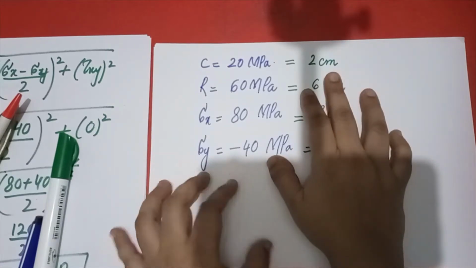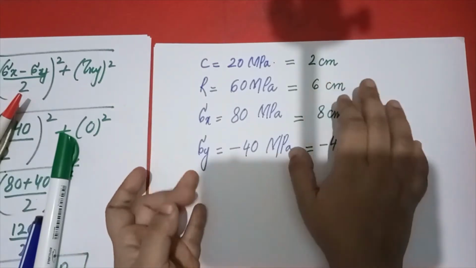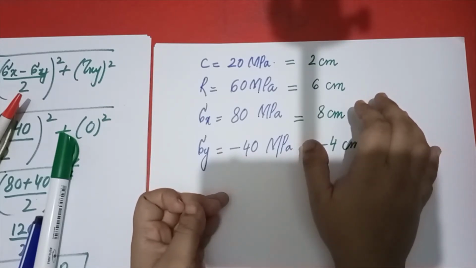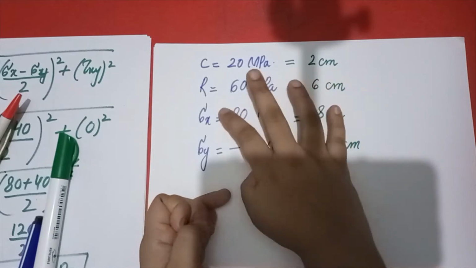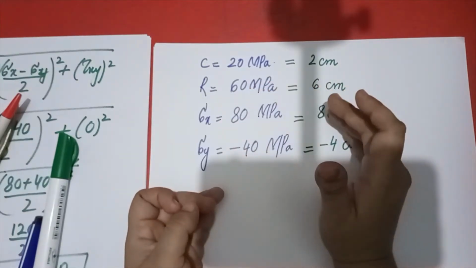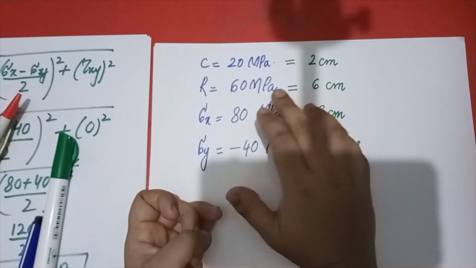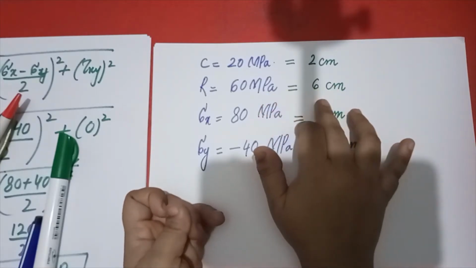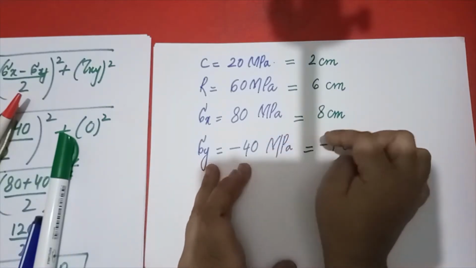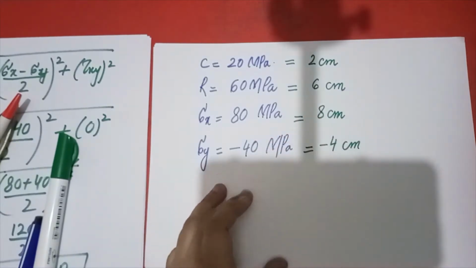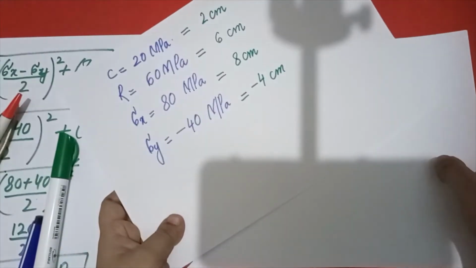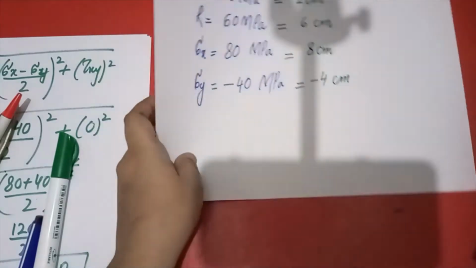So what I have to do, obviously, is plot it on paper. I am taking 20 MPa as 2 centimeter. What does it mean by that? 10 MPa should be equal to 1 centimeter. 60 MPa is equal to 6 centimeter, 80 MPa equals 8 centimeter, and minus 40 MPa equals minus 4 centimeter. So now I have to draw it on the next paper, because you have to plot this Mohr circle.